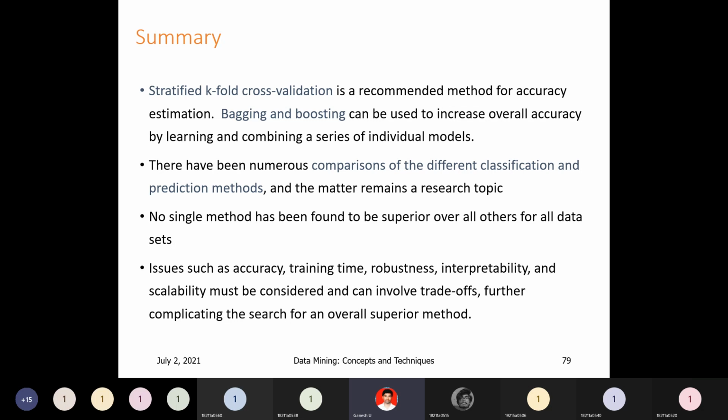Okay. This further complicates the search for an overall superior method. Which is superior, we cannot say. Why? Because back propagation gives good accuracy, but it does not have the property of interpretability, since understanding back propagation is difficult. Like that, what the superior method is, we cannot tell easily. It is complicated to find out the superior method. Okay, this is about classification and prediction.